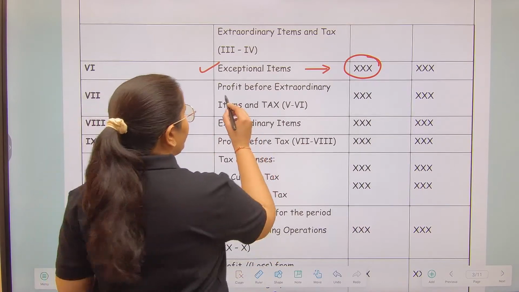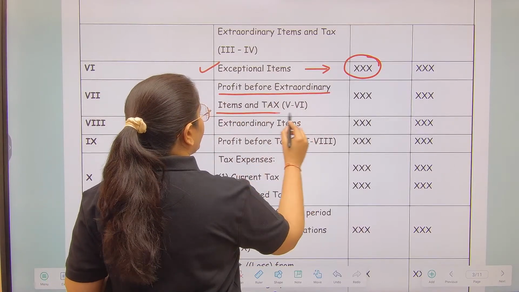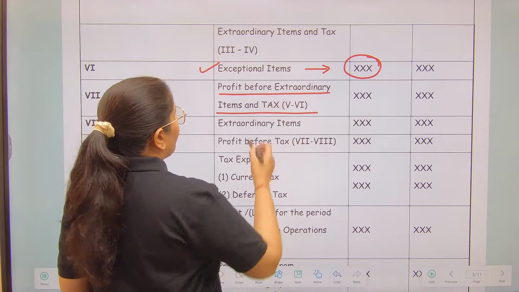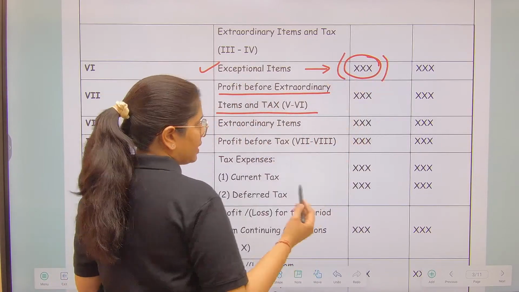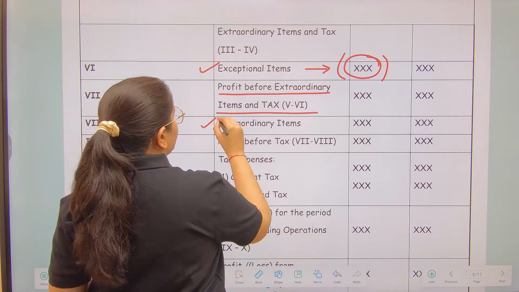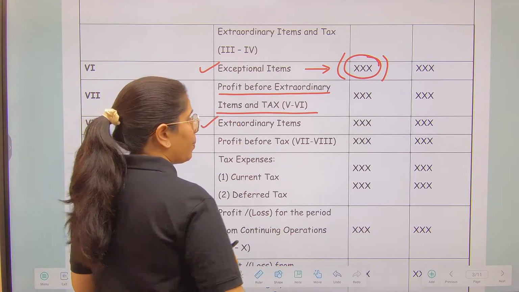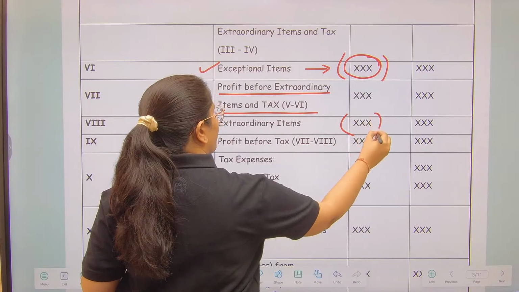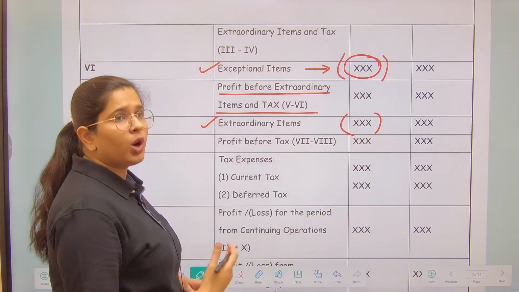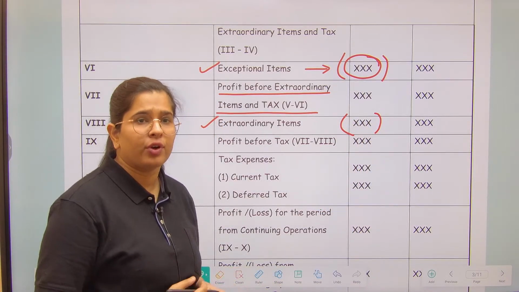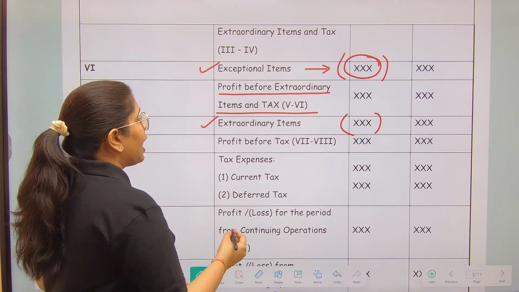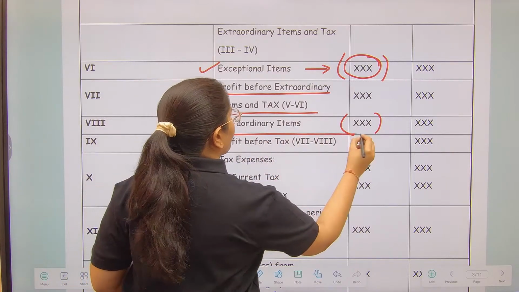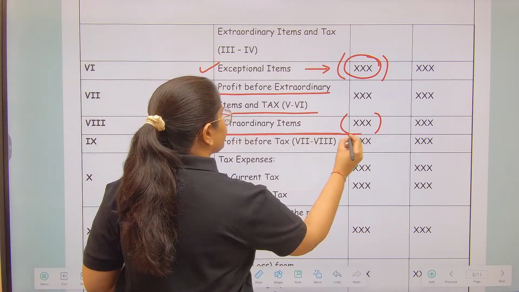Next is profit before extraordinary items and taxes. Because you have already written exceptional items, this particular thing has been deducted. Now if there is any extraordinary item in your business during the current year, please show it here. If there is any loss by fire, loss by theft or any other thing, then you will depict it over here. Now finally we have got our profit before tax.